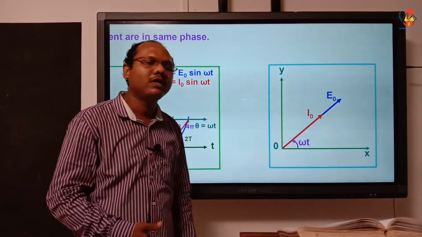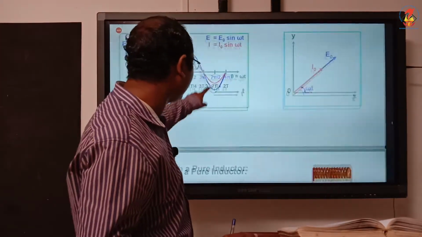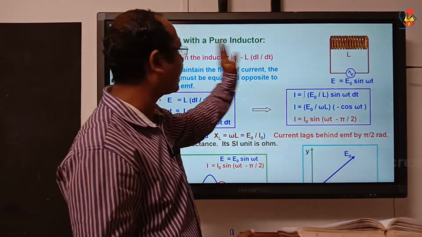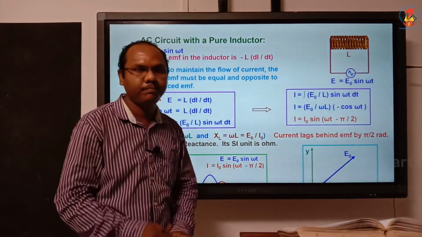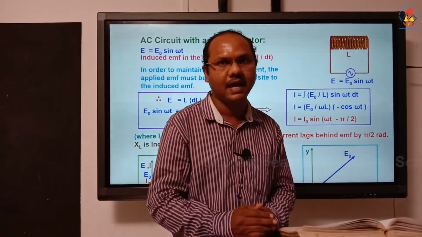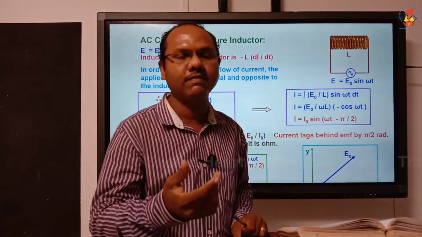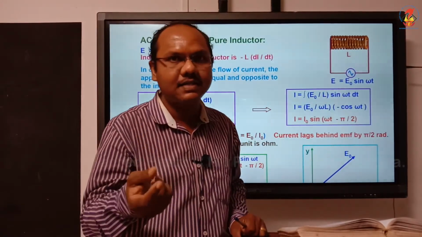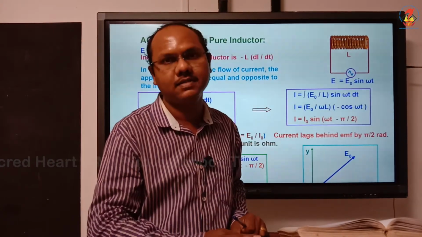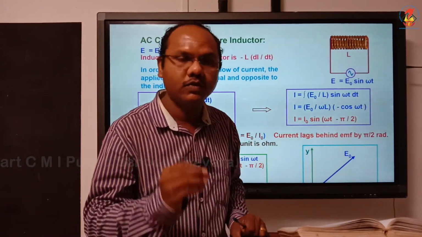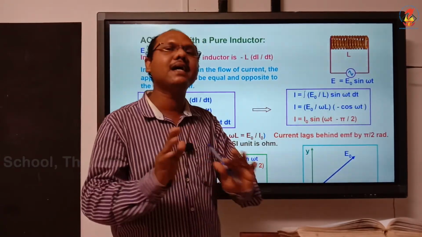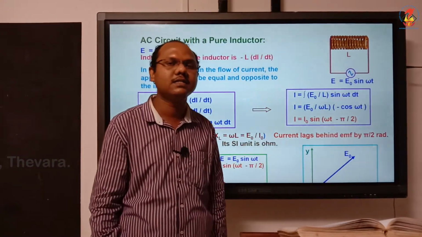Now let us see what happens when current flows through a purely inductive circuit. Pure inductor means an inductor without resistance. Actually, that is not possible because an inductor is made up of copper coil and copper coil has a resistance. So there will be a resistance in actual practice, but we take the ideal case where there is only an inductor.